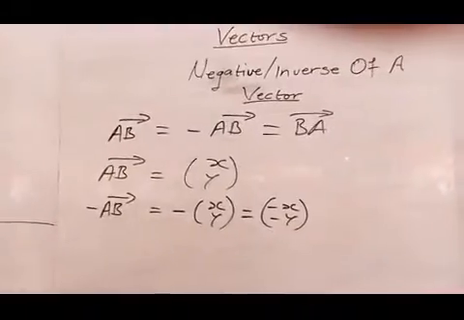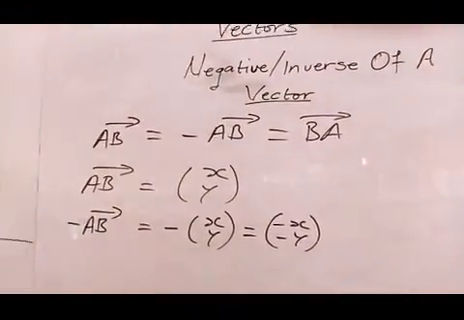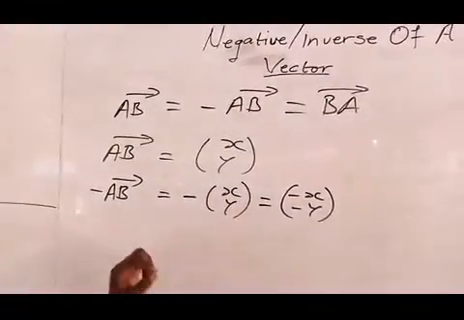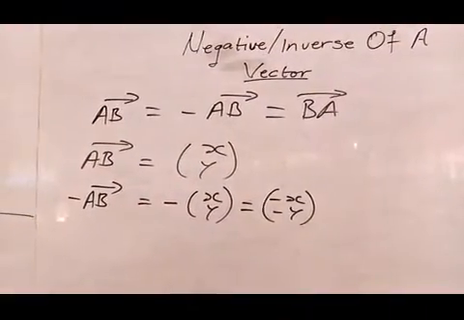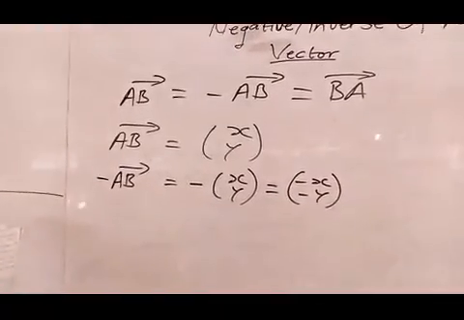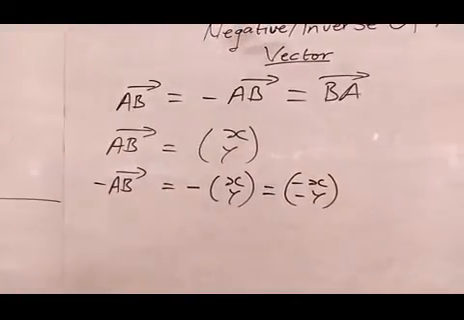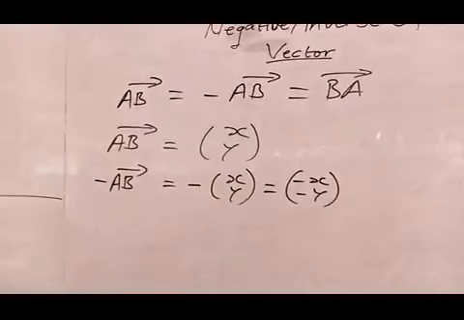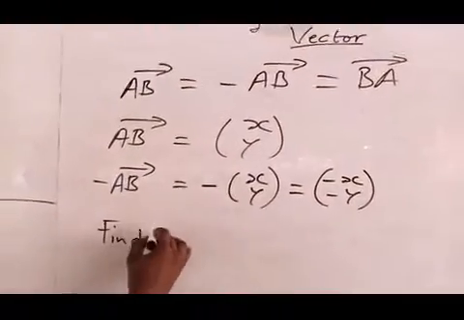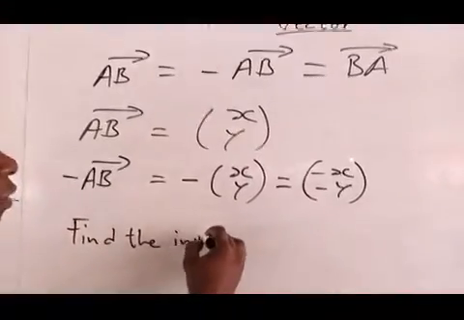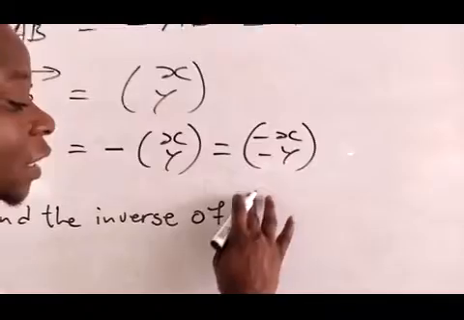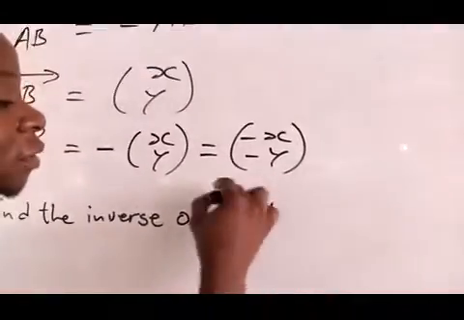So with the Cartesian component form, it is very easy and straightforward. All you have to do is to apply the negative to both of the values, the x and the y coordinate. So let's take an example. Let's take one example. Find the inverse of vector UV.